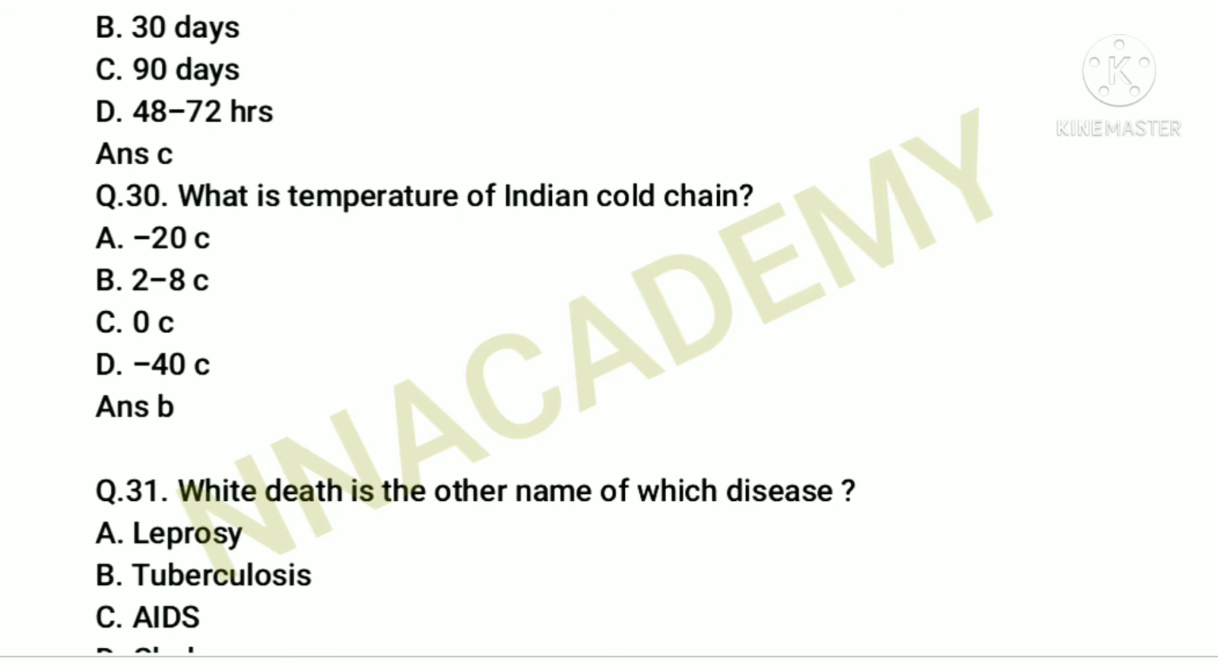Cold chain is nothing but storage of vaccines. So for that we need 2 to 8 degrees. All the vaccines in India we prefer to be stored at 2 to 8 degrees centigrade.